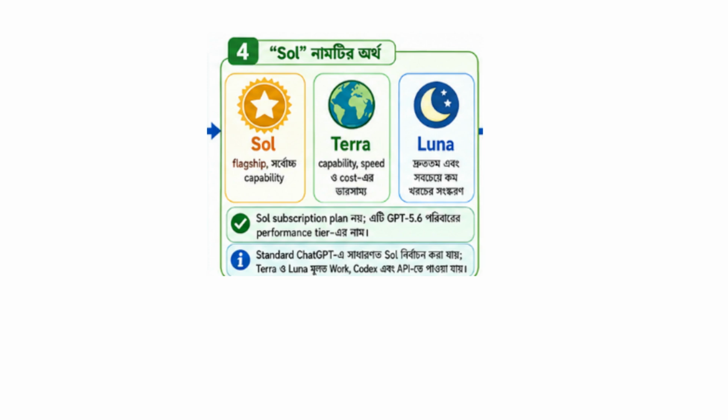The Sol designation refers to a performance tier rather than a subscription plan. It is joined in the family by Terra for balanced speed and capability, and Luna for faster, lower-cost tasks.